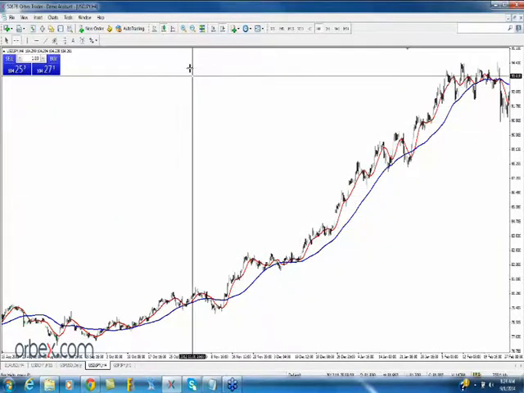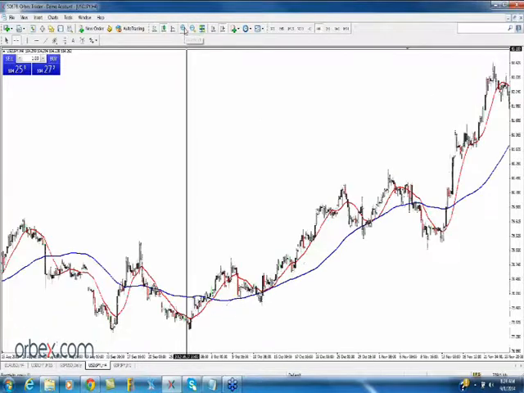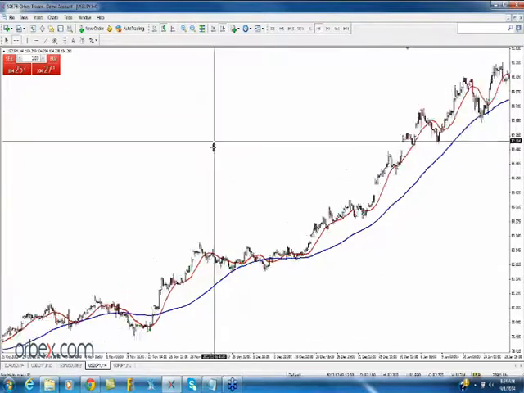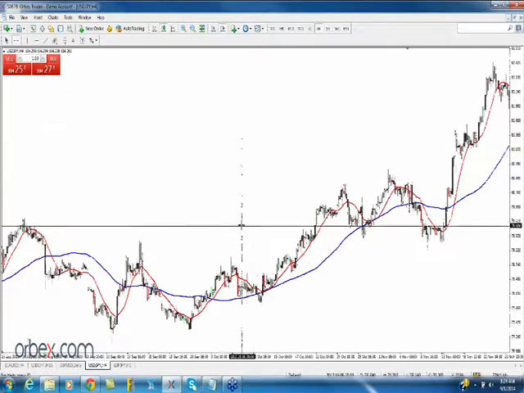So let's talk about some strategies with the averages, and just realize, this is something that you want to test and make sure that you can understand and use.